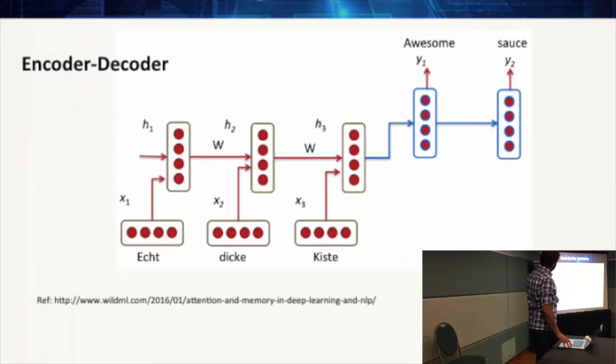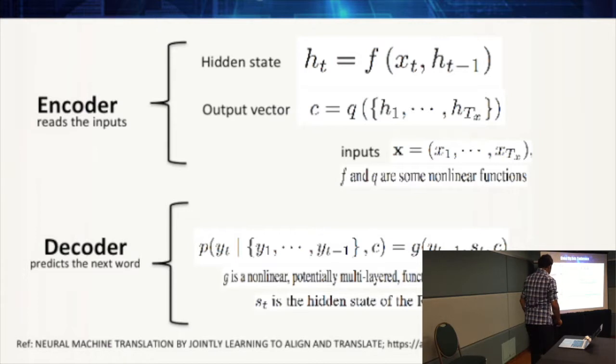Okay, so this is the encoder-decoder approach, and it can be represented mathematically this way. In the encoder, the hidden state is a function of all the inputs. The hidden state at timestamp t is dependent on the input at timestamp t and the hidden state at timestamp t minus 1. And the output vector, which is the output of the LSTM, is a function of all the hidden states of the encoder.